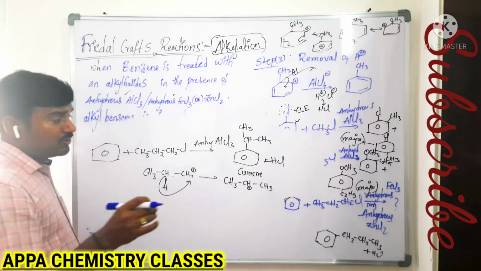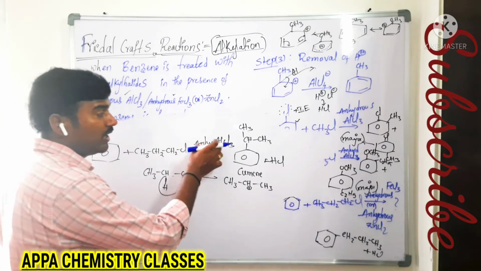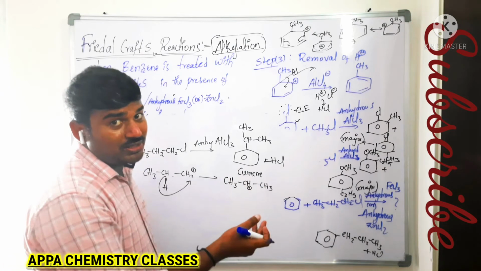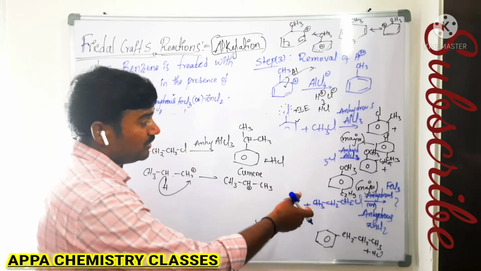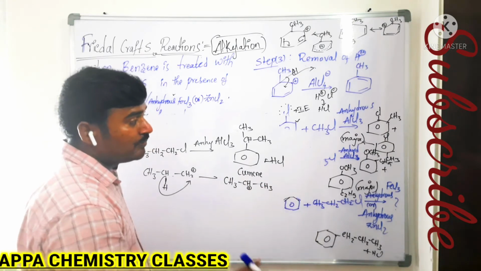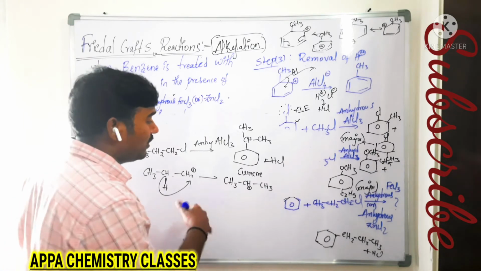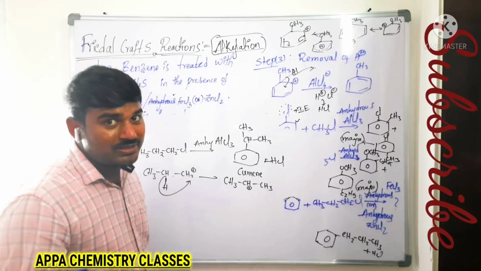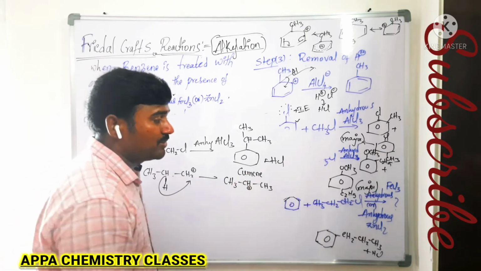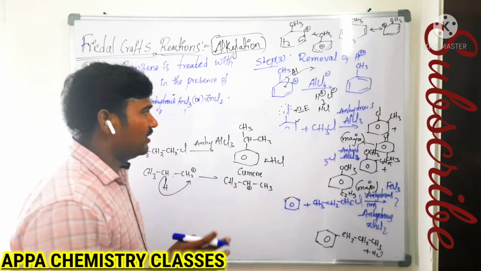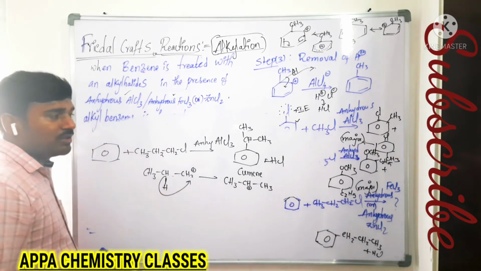Is that clear? So which is very very important. In presence of anhydrous aluminum chloride only the carbocation formation takes place. But in presence of anhydrous zinc chloride or anhydrous ferric chloride, such type of attacking or formation of carbocation won't take place. That is, rearrangement is absent in presence of anhydrous ZnCl2. That is very very important. Is that clear? That is an exceptional one.